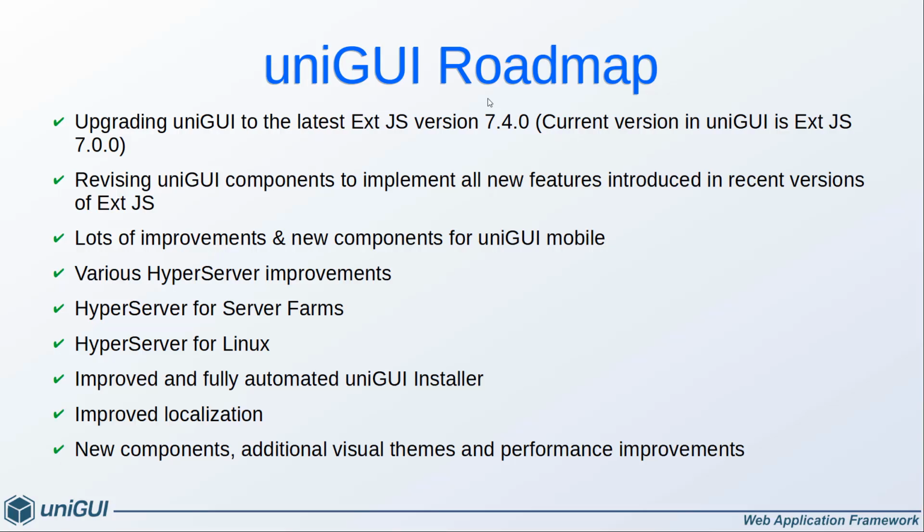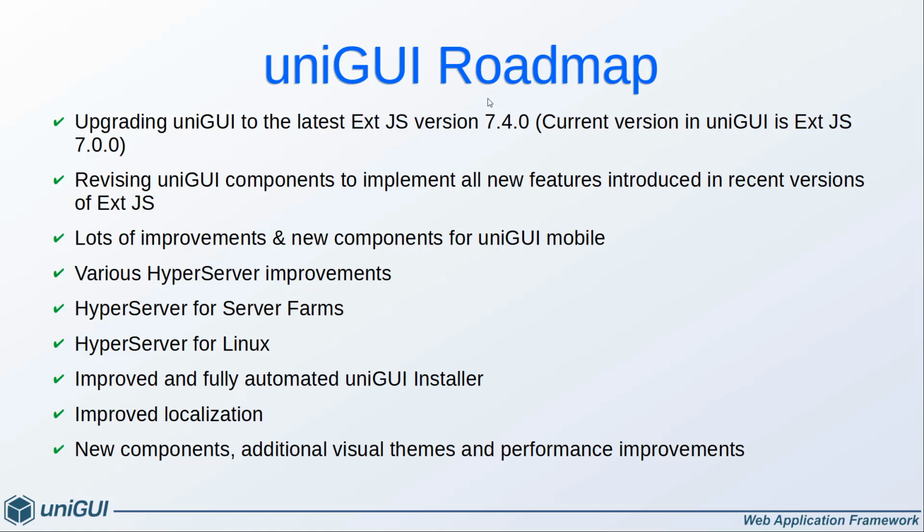Before we finish this webinar, let's take a look at the uniGUI roadmap. Here there are several items in the roadmap which are planned for 2021. First one is upgrading uniGUI to the latest ExtJS version 7.4. The current version in uniGUI is ExtJS 7.0. Also, uniGUI components will be revised to implement all of the new features that are introduced in recent versions of ExtJS.